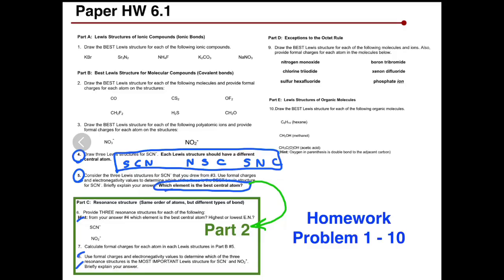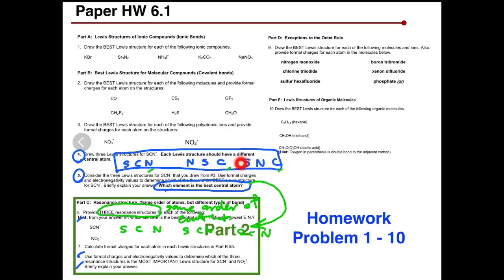Because in part 2, you are going to have resonance structures which have the same order of elements, but different location of bonds. So that means in this case, one of these is the most important, and you're going to start right here. So for example, if carbon is the best, so SCN, you are going to do SCN exactly what we mentioned earlier, but 3 times with different location of bonds, as I mentioned earlier.